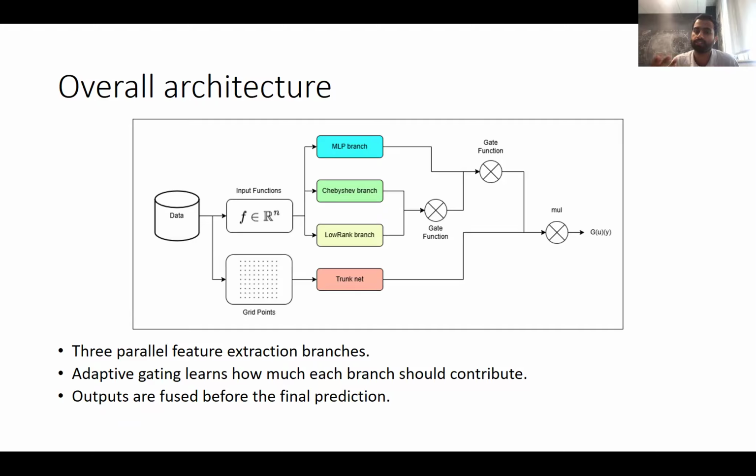Have you tried visualizing the predicted gating functions for different PDEs? For example, you said that in the Laplace equation the global features matter more. So do you see that the gating function gives more importance to the low rank branch than the MLP branch?